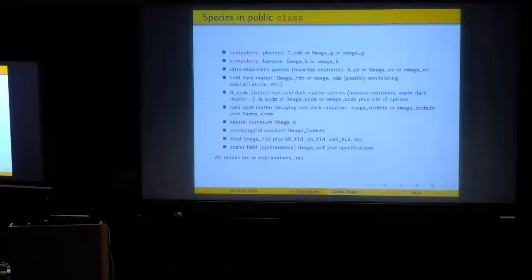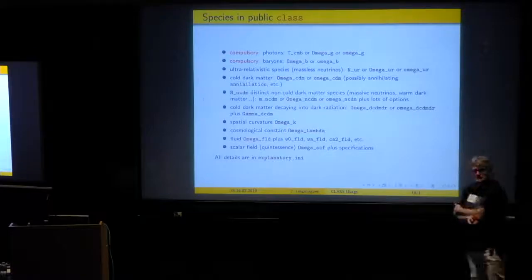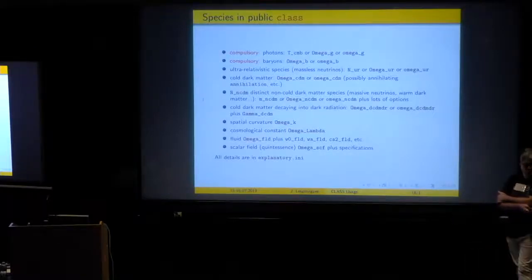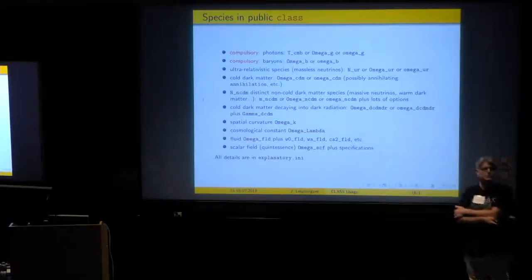Now let me mention that there are other species in the code. This one is decaying cold dark matter going into dark radiation. So you find the definition of the parameters in the code, but essentially you have a decay rate such that the cold dark matter will decay into massless neutrinos, dark radiation.